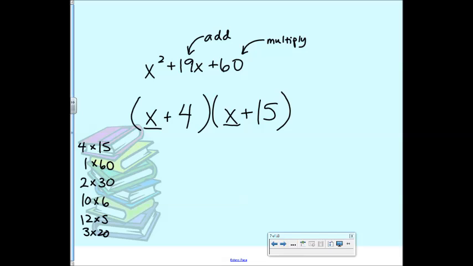So how would we check that? So this would be x squared, and this would be 60, right? And then when I put that together, x squared, what's 4 plus 15? What's 60? So is that right? Yes.